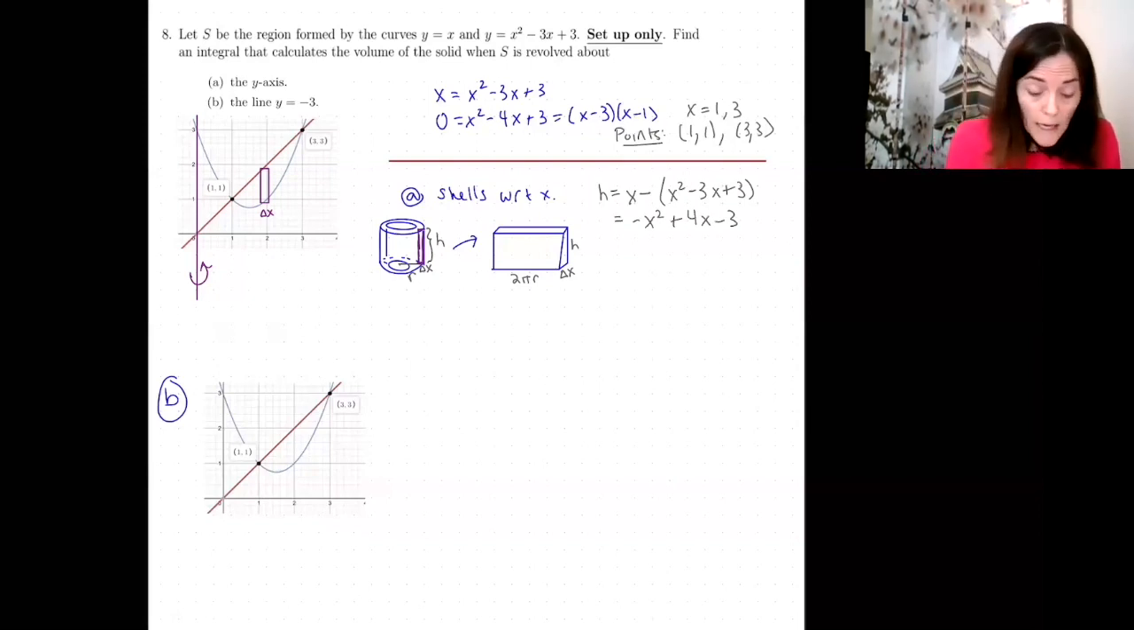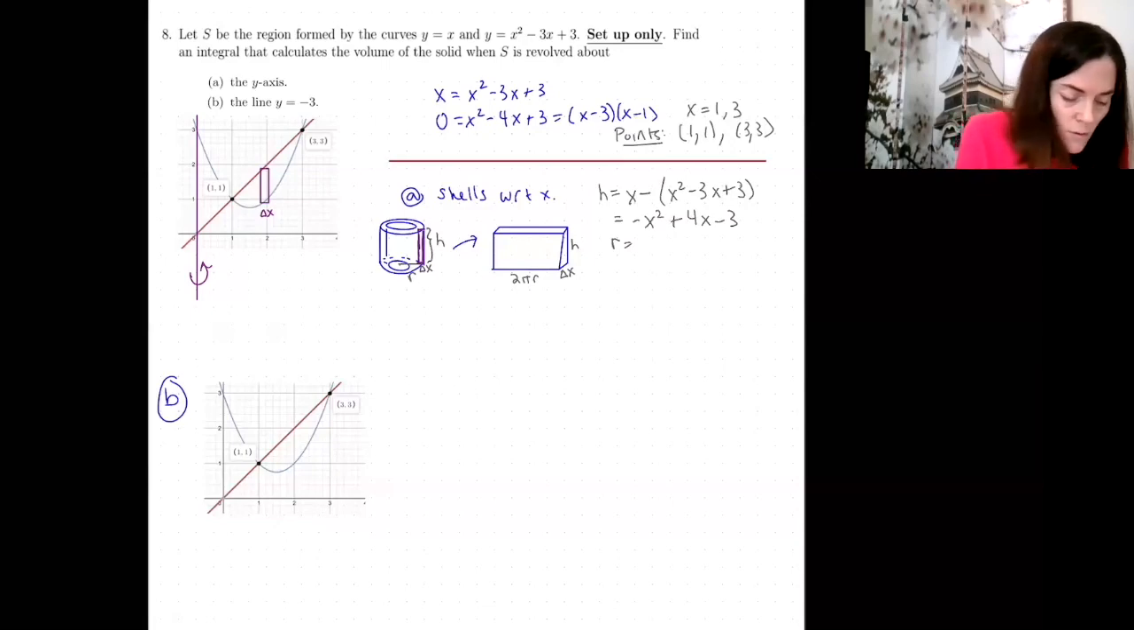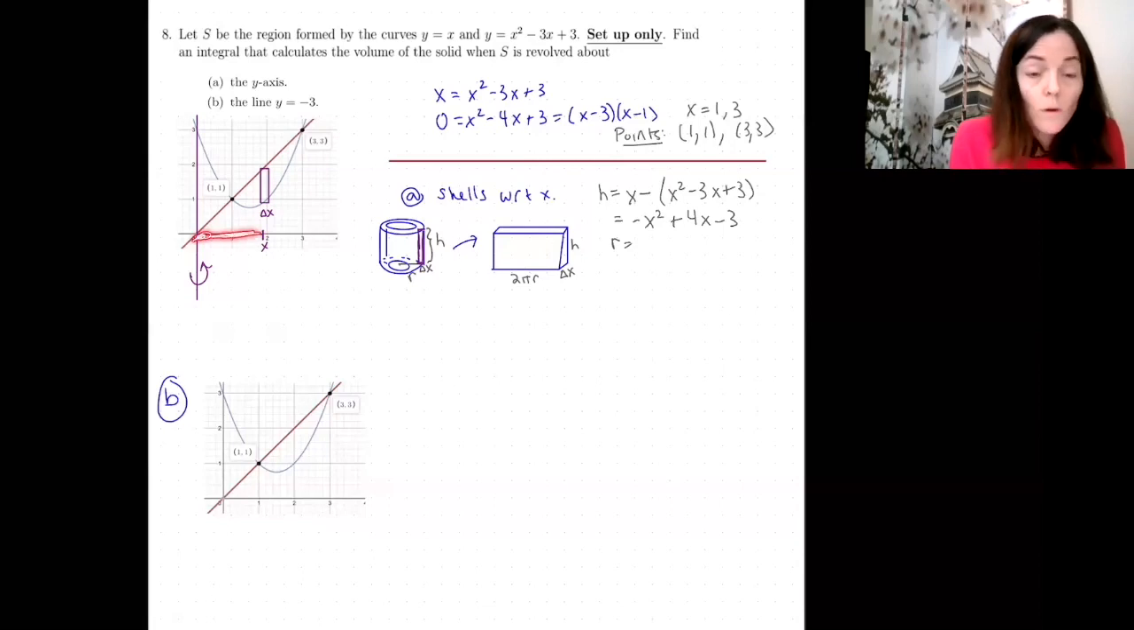And then the radius r, well, now I need a little x here. If this is x, it's this length. You go from the axis of revolution to this x. It's here, right? And it is in fact exactly x. Okay, this is x. So far, so good.